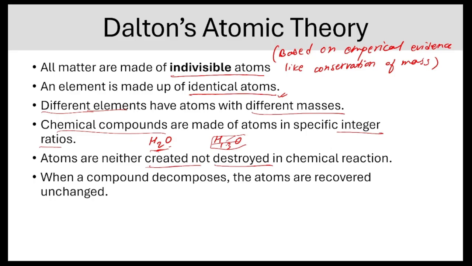When a chemical reaction takes place, neither atoms are created nor destroyed. They are only rearranged in a different form. This is where the conservation of mass is related. He also mentioned that when a compound decomposes, the atoms are recovered unchanged, because the atoms were neither created nor destroyed. They were simply rearranged in a different form.